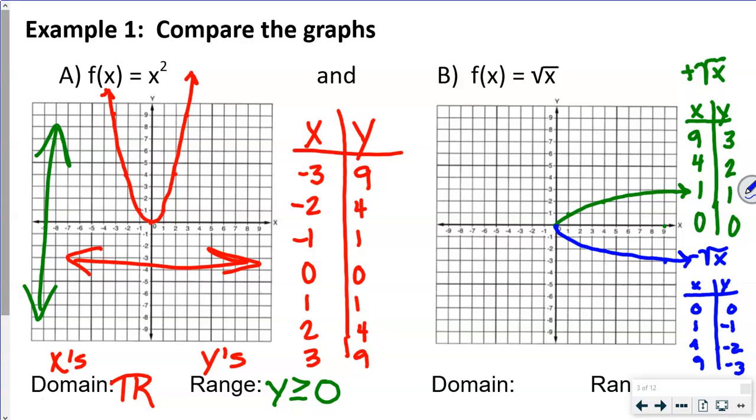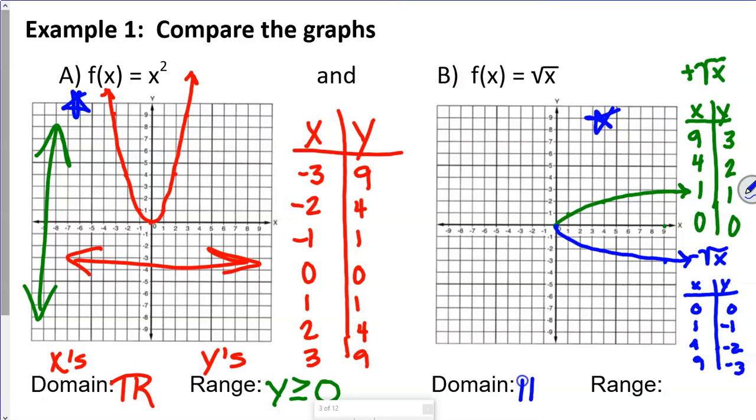So if you look at the graph of f of x equals x squared over here, and then you compare it to the graph over here, you should notice that it turns on the line x is equal to y. And that's because we flipped the x's and the y's, and you should very quickly be able to see that we did that, okay?